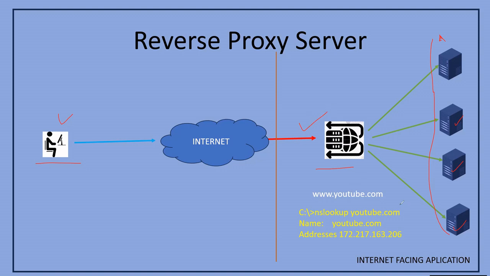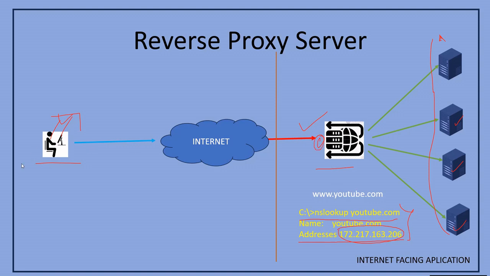So if you go to your command prompt and type nslookup youtube.com, the name will be resolved and you'll get an IP address. So when you place a request or open youtube.com here, what happens? First, it will be directed to this IP address, and this IP address is hosted right up here.